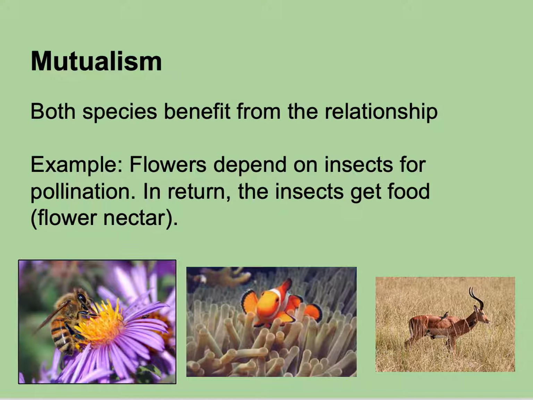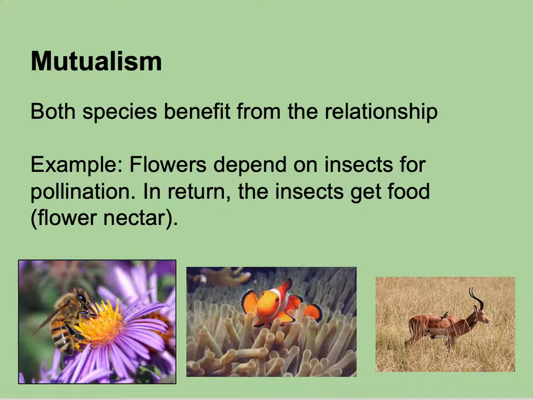But the bee's not doing that just because they're a really nice bee. They're also getting food out of the flower. They're getting nectar so that they can go make their honey. So the flower's benefiting because it helps to get reproduced. The bee is getting food, so they're both benefiting.